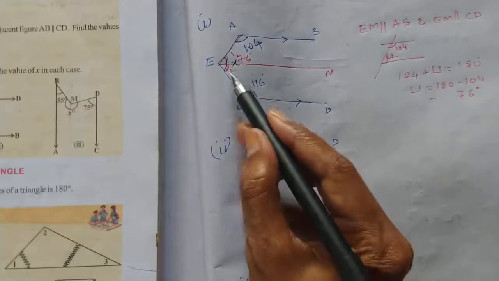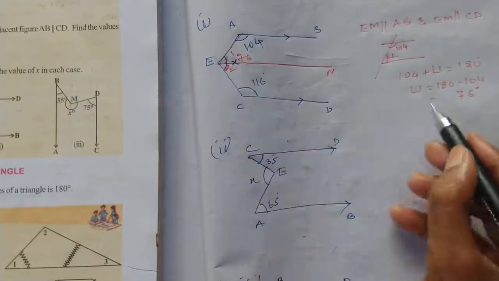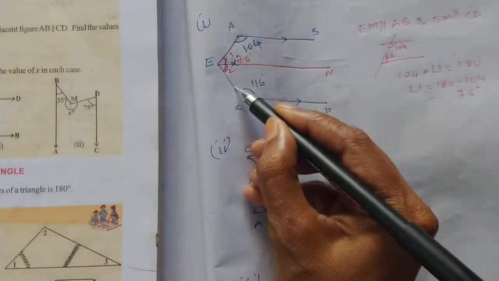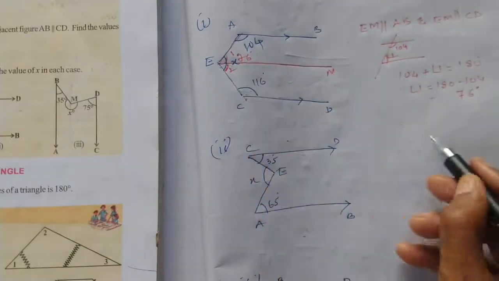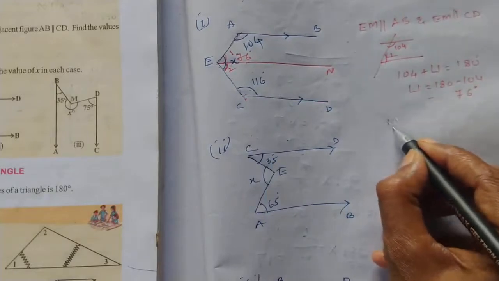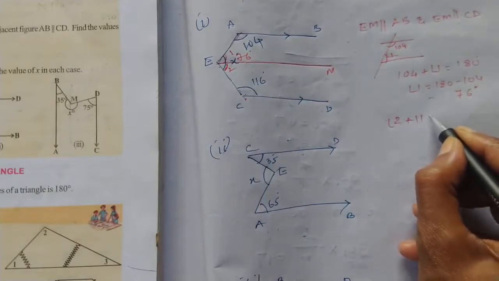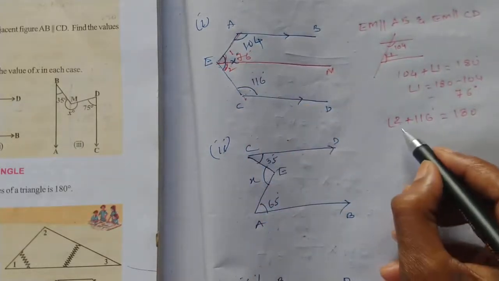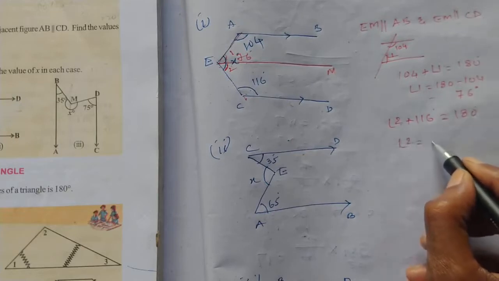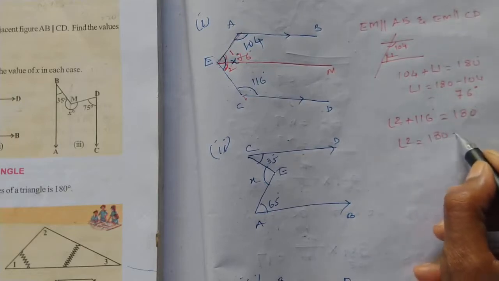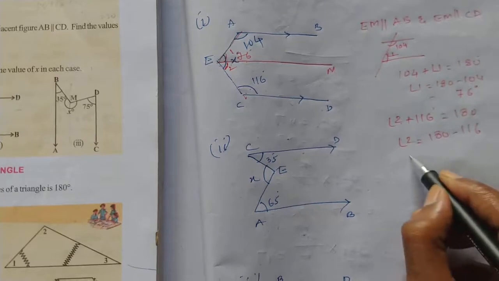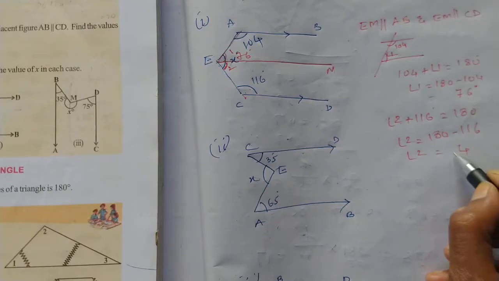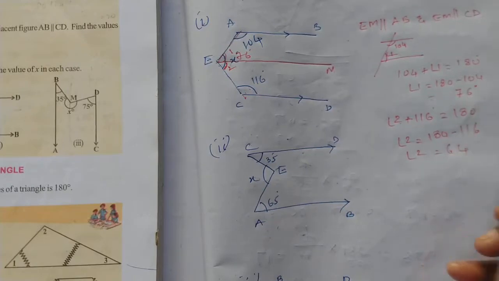And then the other angle, x is divided into two angles. Now angle 2. Angle 2 is also on the same side of the transversal, interior angles. Again, angle 2 plus 116 degrees is equal to 180 degrees. These two are also supplementary. So, angle 2 is equal to 180 minus 116, which is 64 degrees.